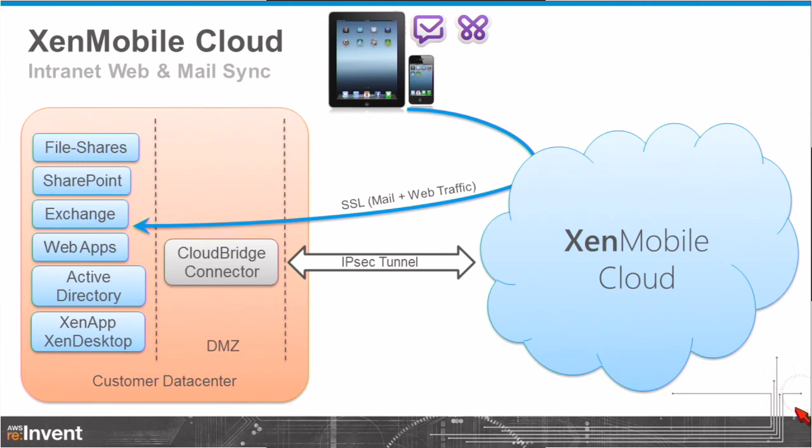Right? So the benefit of this model is that you don't have to deploy any additional gateways in your DMZ beyond the Cloud Bridge connector. And also the SSL for mail and web traffic is end-to-end, that is, from the mobile device to your application servers. That way no one, including our employees, can peek into your mail and web traffic. Also, at no point in time do we save any mail or web traffic on any of our machines in the cloud.